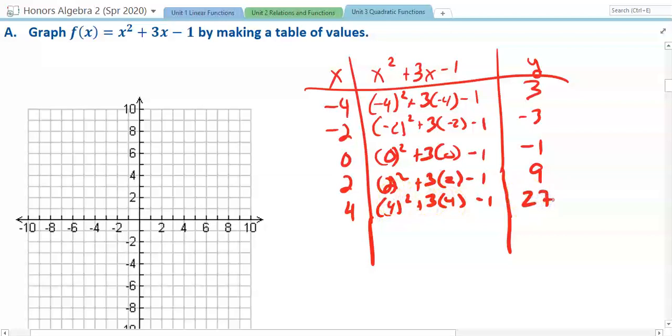So let's plot the points that we have. Negative 4, 3 is here. Negative 2, negative 3 is down here. 0, negative 1, 2, 9, and then the next point's off the graph.